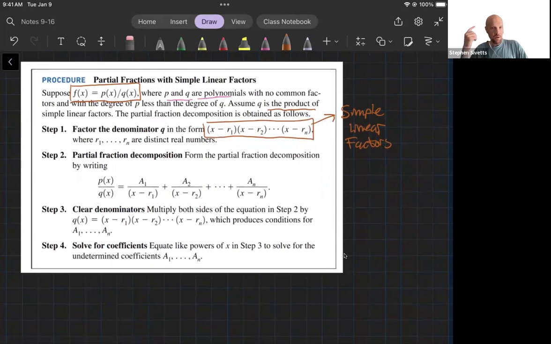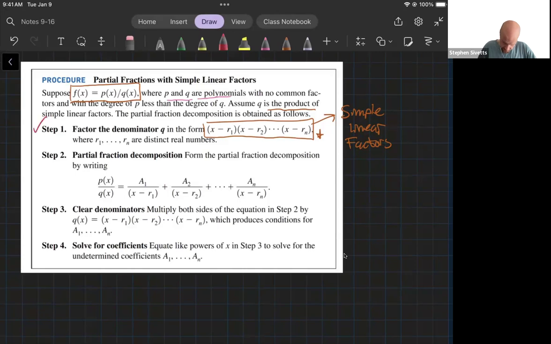So step 1 is we want to factor the denominator as much as possible, right? So we want to factor the denominator Q in this form, written out as n simple linear factors, right? So they're distinct, okay? So there's no repeats. Okay, so one of the cases is if you have factors that don't repeat, okay? I'll go over another example where we have factors that do repeat, okay? So that's step number 1.